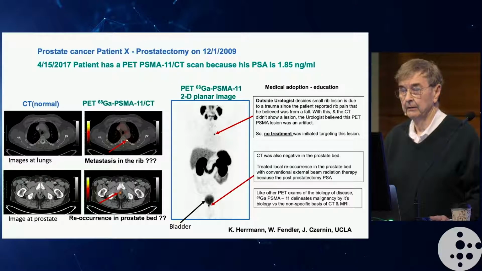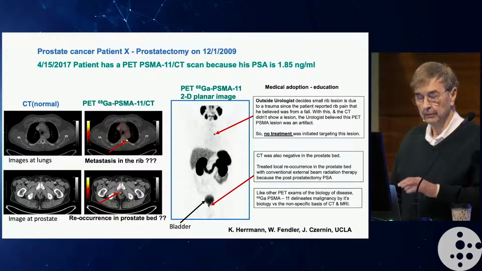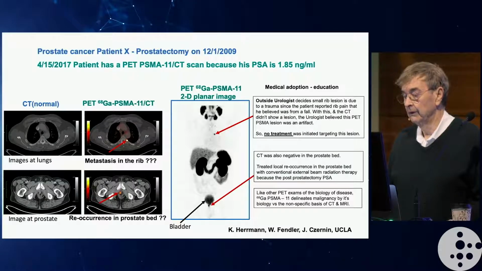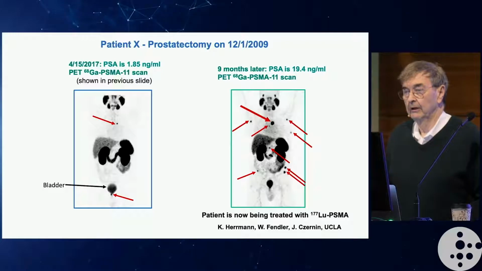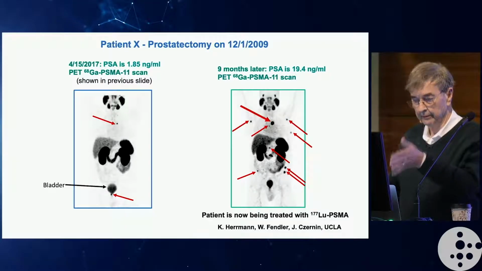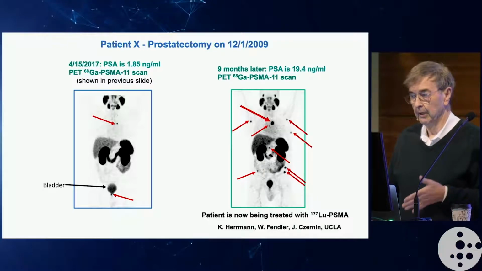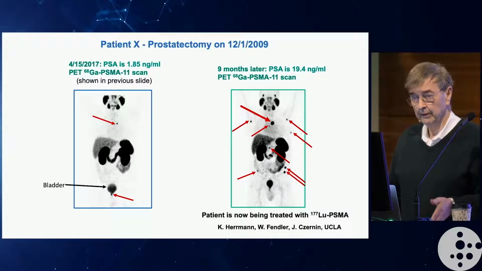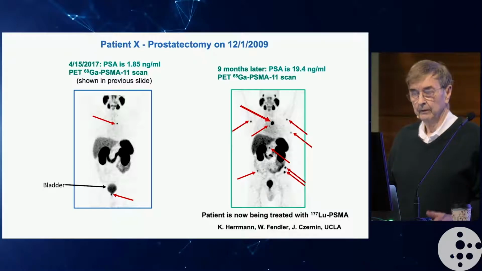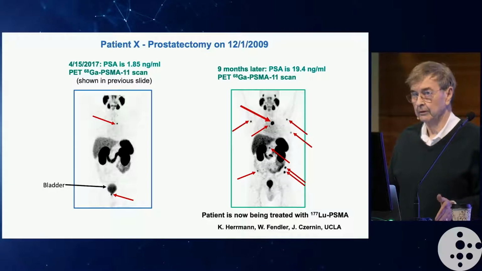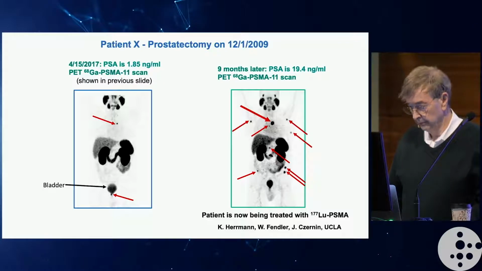Now, like all the PET scans that examine the biology of disease, they delineate malignancies by the biological processes as opposed to the ambiguities that exist with CT and MR. Now, 9 months later, we see this patient with the 2D projection images. Now his PSA has gone from 1.9 to 19. You see that small rib lesion is now large in multiple metastases. So this was a mistake, but these kinds of mistakes are going to be made early on. So now we are treating the patient with the lutetium PSMA.